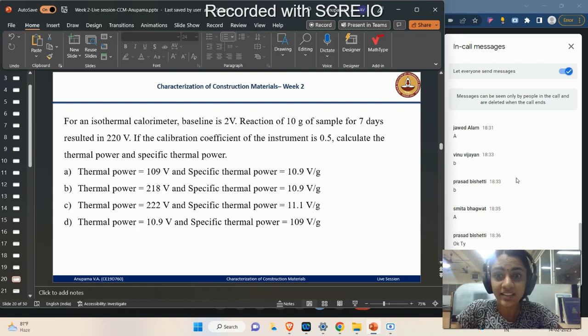So take baseline as U naught and the resulting voltage after a particular number of days, here in the case 7 days, as U. Calibration coefficient is epsilon, which is 0.5 here. Any response? Some response. Okay, let me move to the next slide, which has an answer.